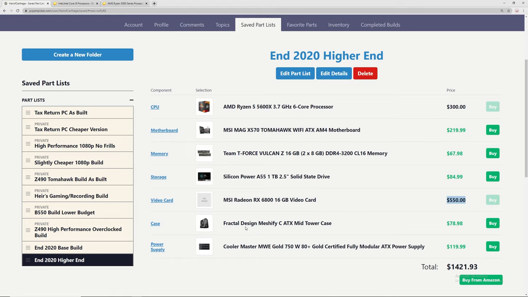A case, I upgraded us to the Meshify C. The Meshify C has really good airflow. If you are going to build a higher end computer like this, I recommend you get a case with good airflow. It doesn't have to be the Meshify C. I'm just using this as an example. So check that out. And then as far as a power supply, at this level, I'd recommend 750 watt, 80 plus gold.